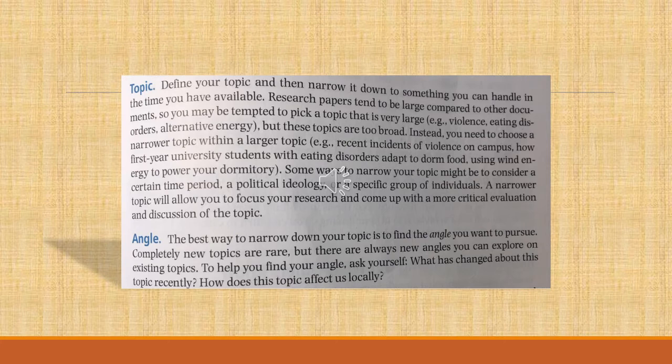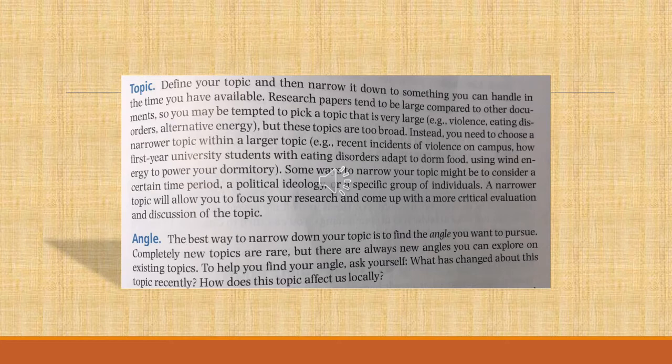So the examples given are recent incidents of violence on campus, how first-year university students with eating disorders adapt to dorm food, and using wind energy to power your dormitory. So instead of it just being eating disorders, they've narrowed it down to a specific angle in the topic. They distilled it down to university students with eating disorders adapting to dorm food. So something's more specific, right? Not just this general topic. The scope of it is too large. If you just choose general topics, you're going to be writing forever. You're never going to get down to and let the essay distill down to its essence.